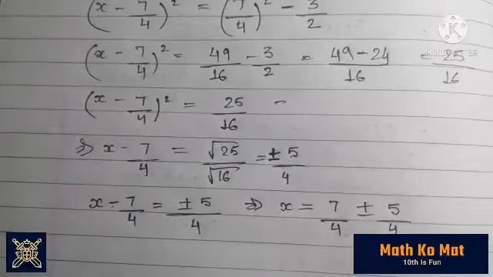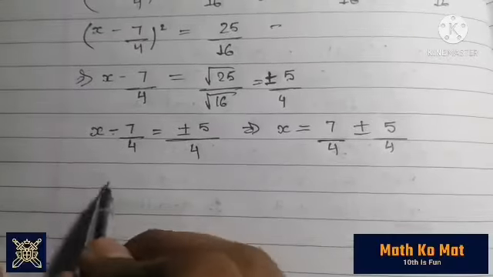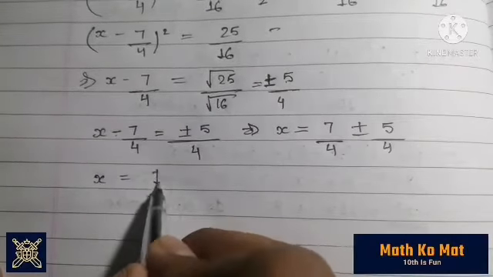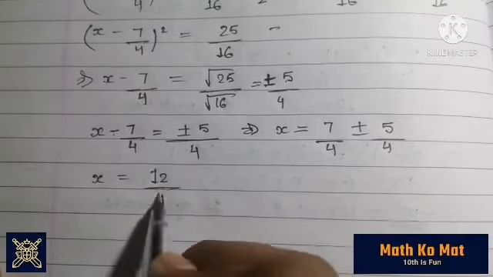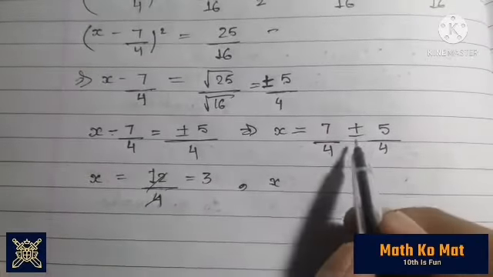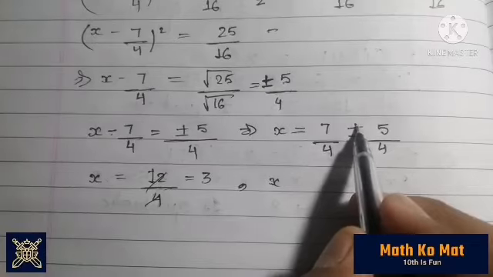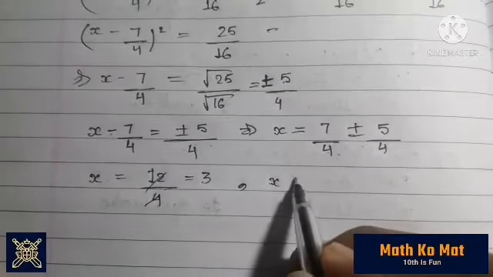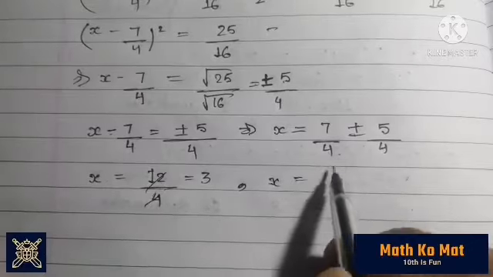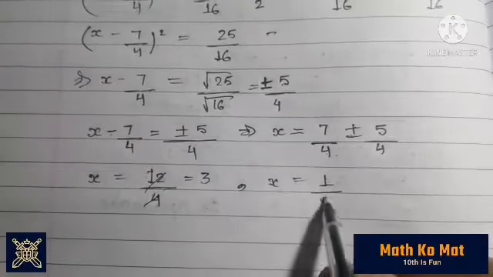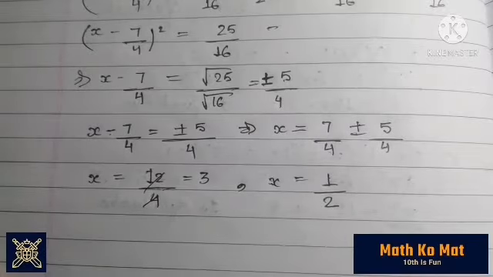So if this is plus, let's see what we are getting. So if it is plus, then x is equal to 7 plus 5, that is 12 upon 4, and this is equal to 3. And if we are taking negative 5 over here, first case taking positive, second case taking negative. So if it is negative 5 by 4, then our answer will be 7 minus 5, that is 2 upon 4, that is 1 upon 2. So this was the solution for the first part. Now let's move on to the second part.